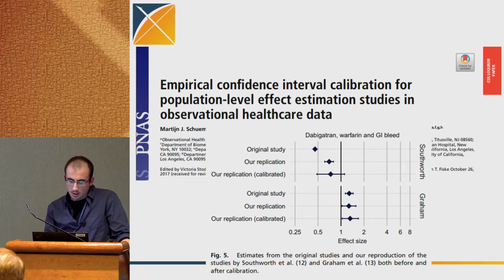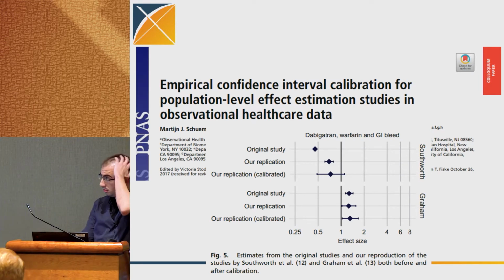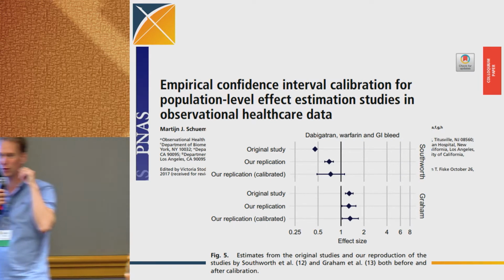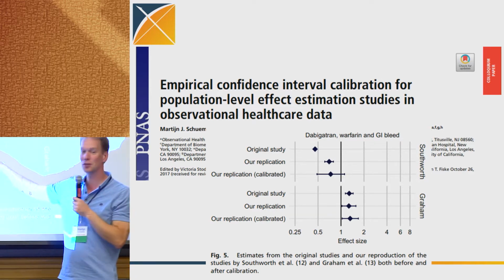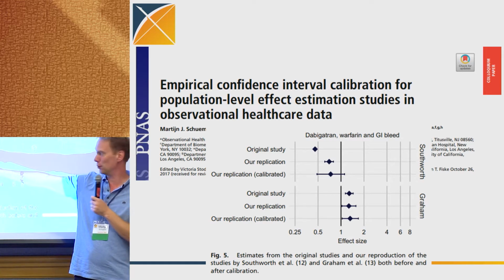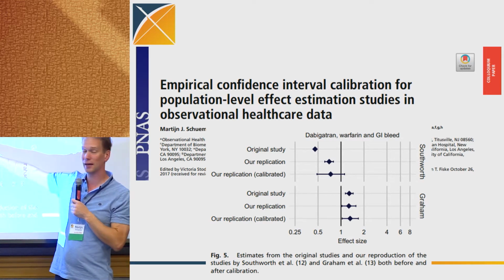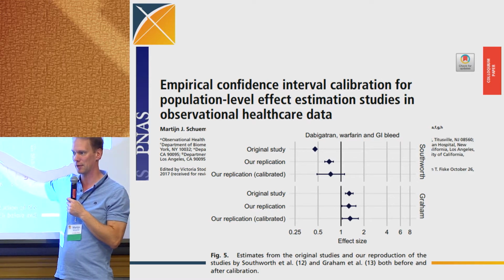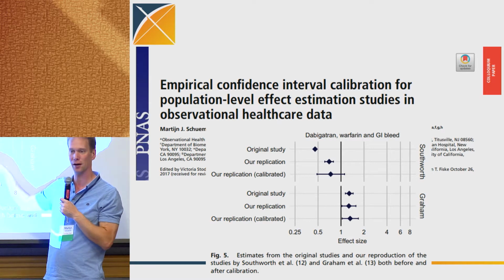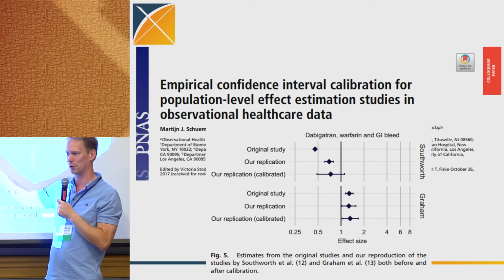Yeah. So this is actually an example where we apply this confidence interval calibration. And what's interesting here is that this is the Graham paper that we just reviewed. So in this analysis, we reproduced the Graham paper in our own data, and we didn't have as big a database as they had, so we had a slightly bigger confidence interval, but we pretty much replicated what Graham did in our data.